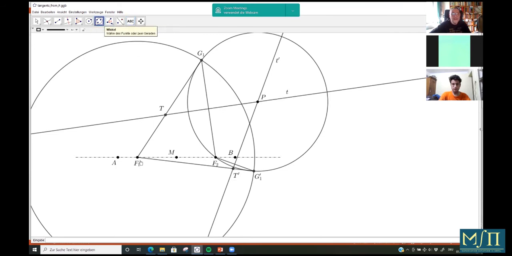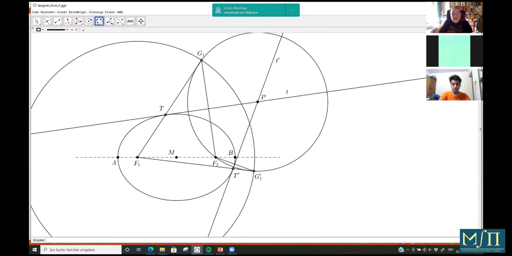But if I simply click on ellipse here and then click on the two foci and one of the points here, then we immediately see that these 2 points T and T prime are indeed points of the ellipse, and that the two lines T and T prime are the tangents in these 2 points, as of course they had to be because of the defining properties of the ellipse that we had to look at right from the start.